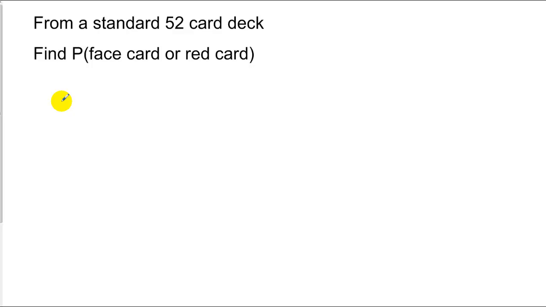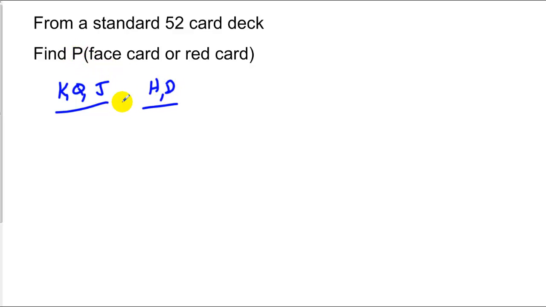In this example, from a standard deck of 52 cards, we're going to find the probability of pulling a face card or a red card. And from our previous lesson, we found that there were face cards that were also red cards. We have kings, queens, and jacks. And then we know that our red card possibilities are our hearts and our diamonds. So what we're going to do is first find the independent probability of a king, queen, and jack, then find the probability of a red card, and then we're going to subtract out those that are both. And we'll talk about that when we get to it.